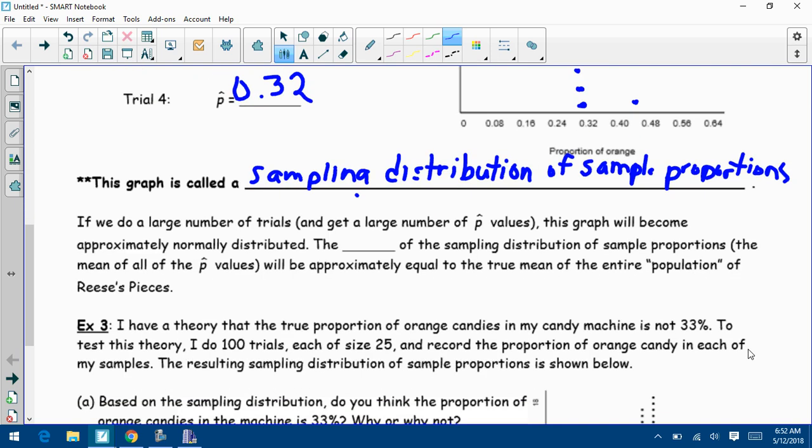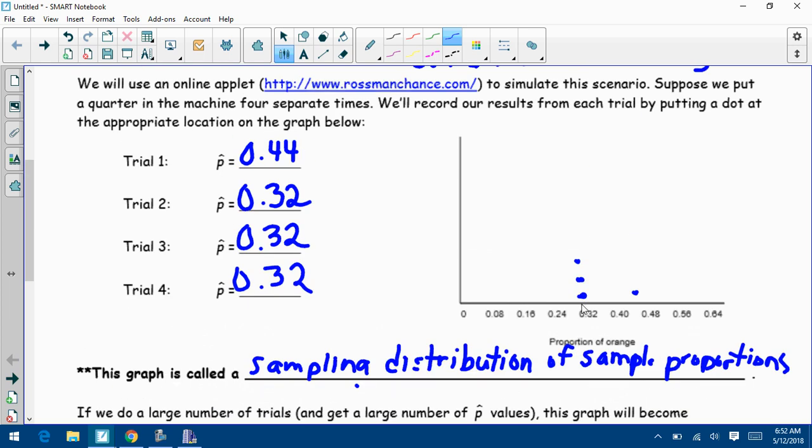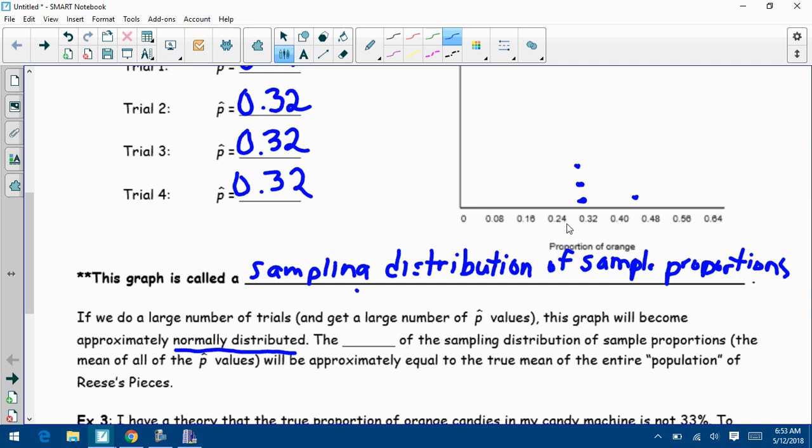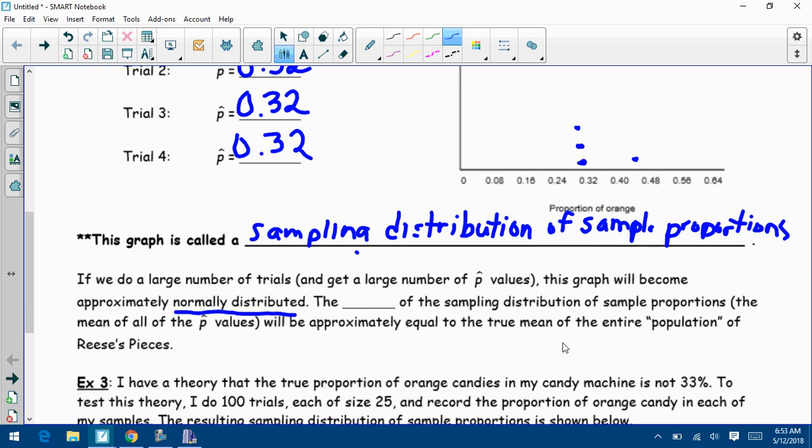Okay, so back to the question I asked a second ago. If we do a large number of trials and get a large number of p-hat values, the graph will become approximately normal. So that's where it connects to what we did earlier this unit. We would expect most of these dots to be right around the center of 0.32 or close to it. So you can kind of envision a normal curve happening here, and there'd be some weird outliers like that 0.44 on the very end that happen once in a while, but usually it's going to be clumped around the middle, which is a normal curve.